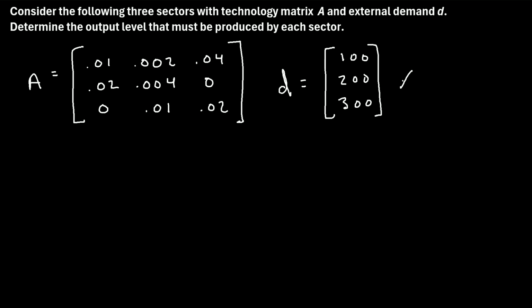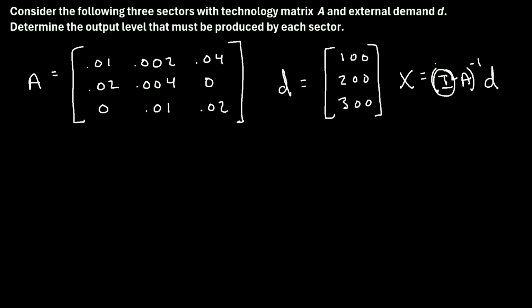Now, the way that we can figure out the output level that must be produced by each sector, we can call the output level X. That will be equal to the inverse of I minus A, where I is the identity matrix and A is the technology matrix, multiplied by D, the demand matrix. So we can first start solving this by figuring out what is I minus A.